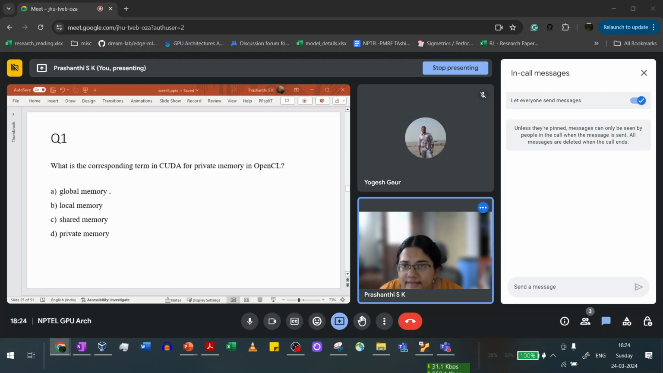Okay, let's get started. What is the corresponding term in CUDA for private memory in OpenCL? Global, local, shared, private.